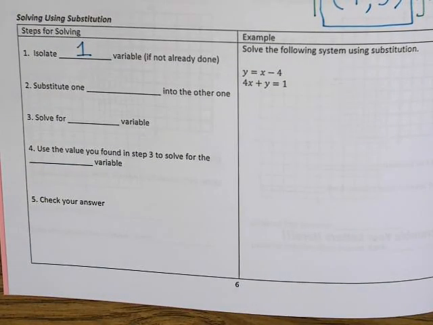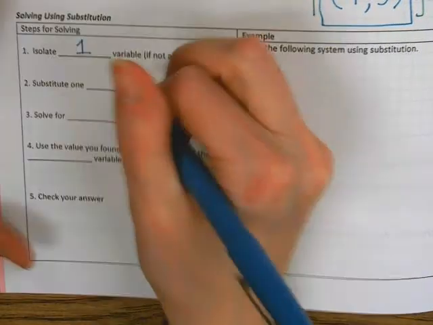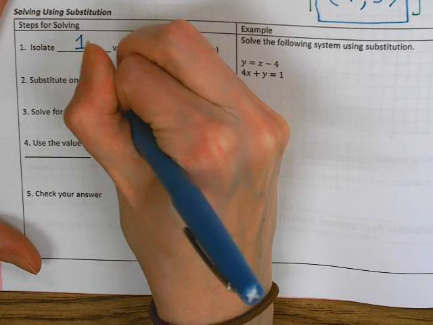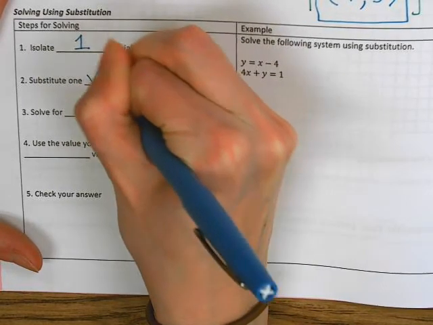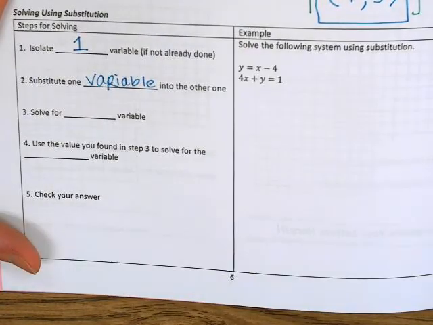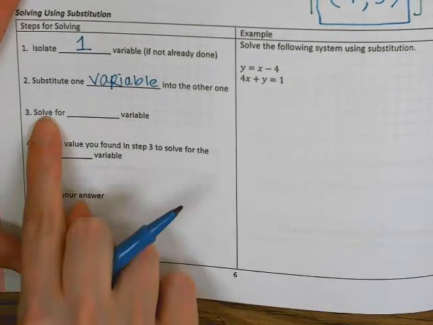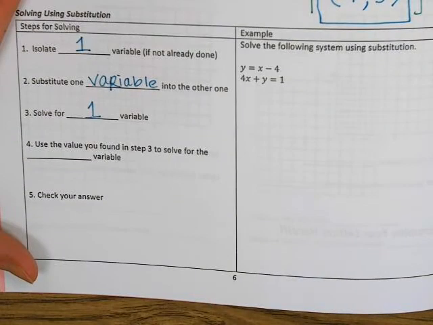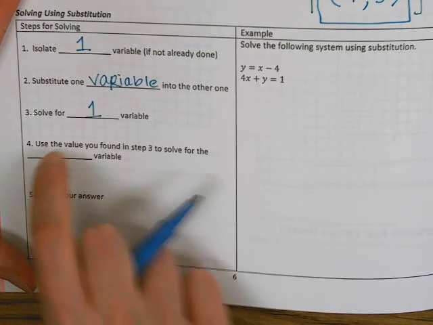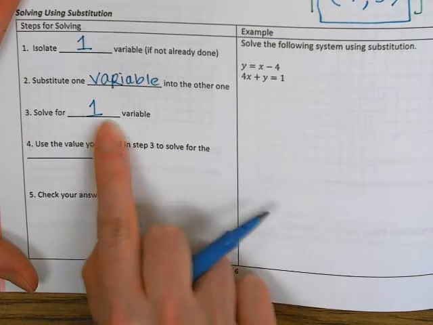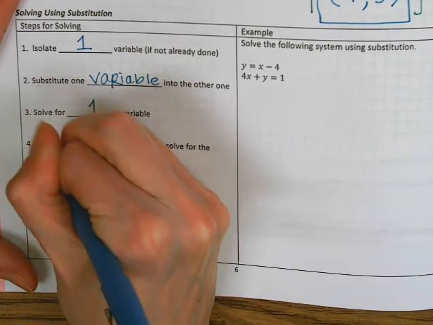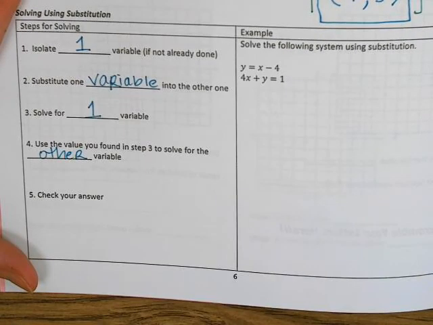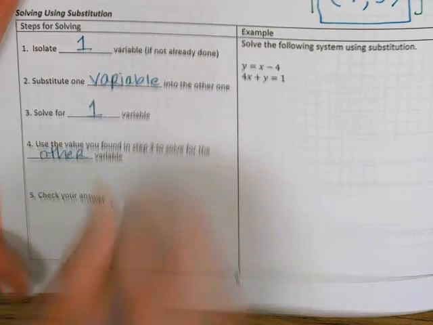Now we didn't have to do that. Y was already isolated. You substitute one variable into the other, and then you solve for one variable, and then you use the value from this one to solve for the other variable, and then you check your answer.